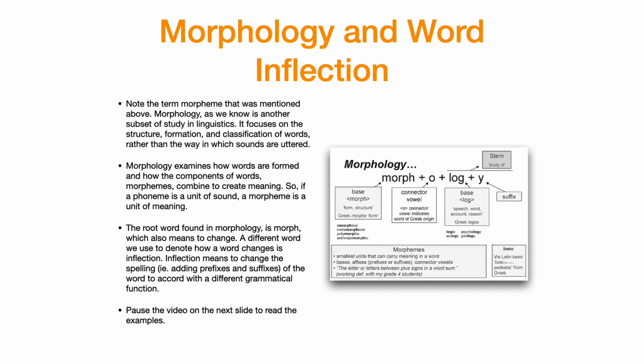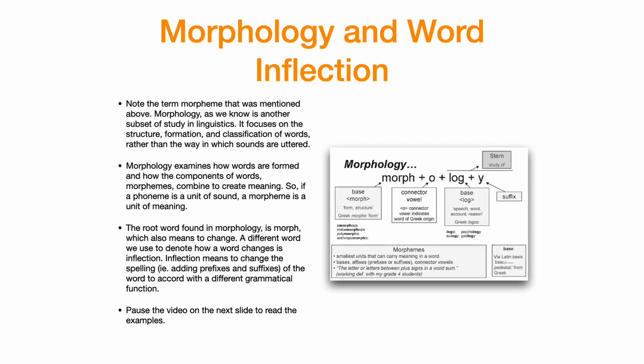Morphology and word inflection. Note the term morpheme that was mentioned above. Morphology, as we know, is another subset of study in linguistics. It focuses on the structure, formation, and classification of words, rather than the way in which sounds are uttered. Morphology examines how words are formed and how the components of words, morphemes, combine to create meaning. So, if a phoneme is a unit of sound, a morpheme is a unit of meaning.